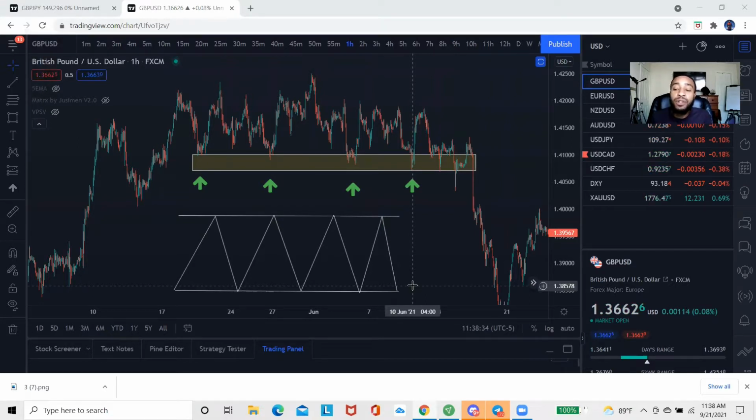So as I mentioned before, we're going to be talking about how to identify and maybe avoid trading within a consolidated market.